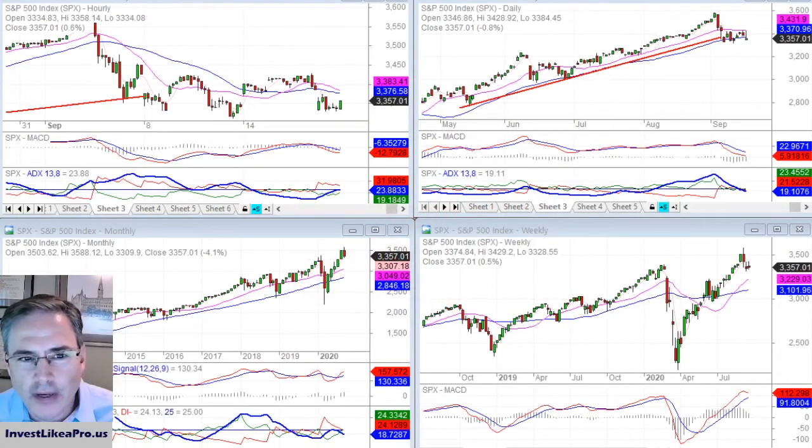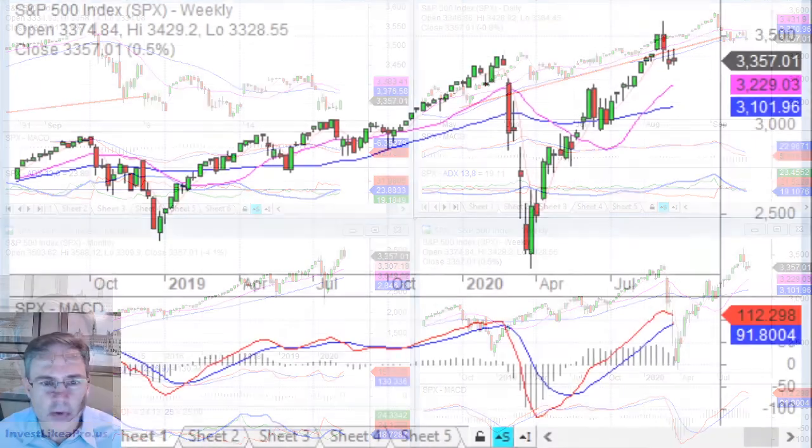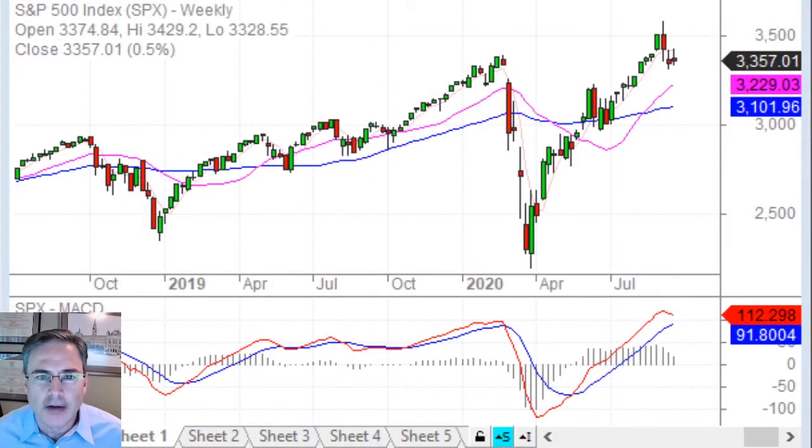So if we go straight into the S&P, not much changed on the monthly chart. We still have some room back towards the 3,000 mark based on the 18-month. I want to zero in on the weekly. The 3,200 is the 18-week. It's a little bit above that now. Somewhere in that 3,200 zone is really what the target area is for this market.